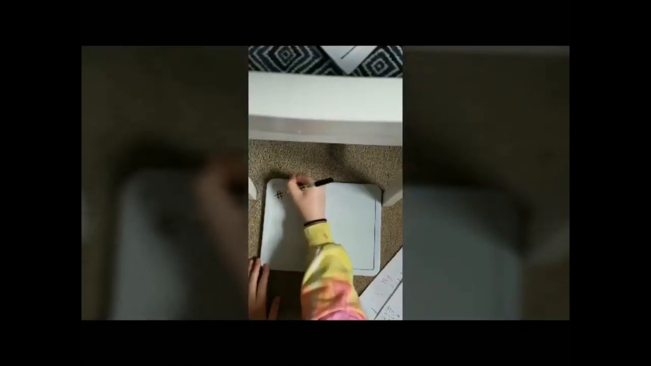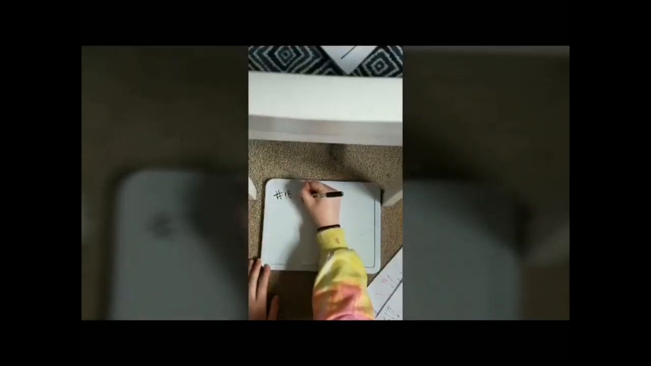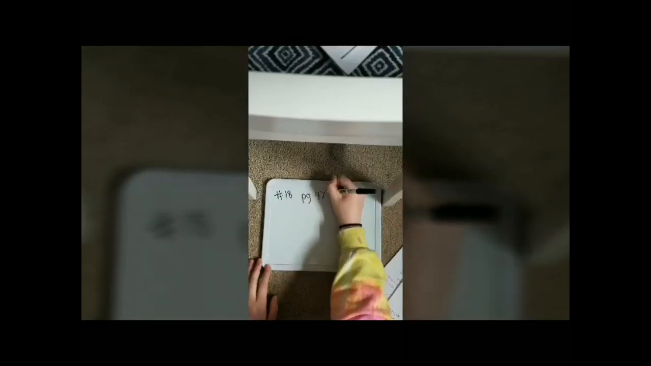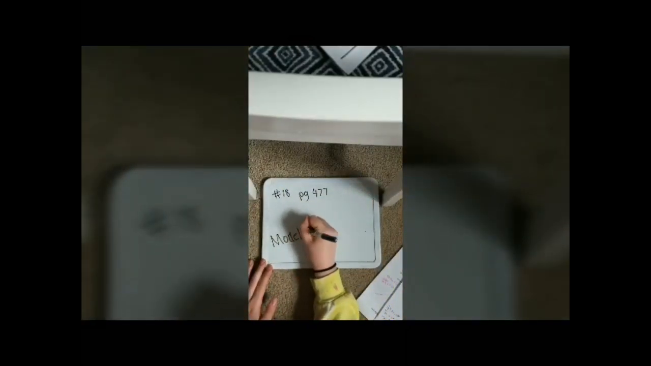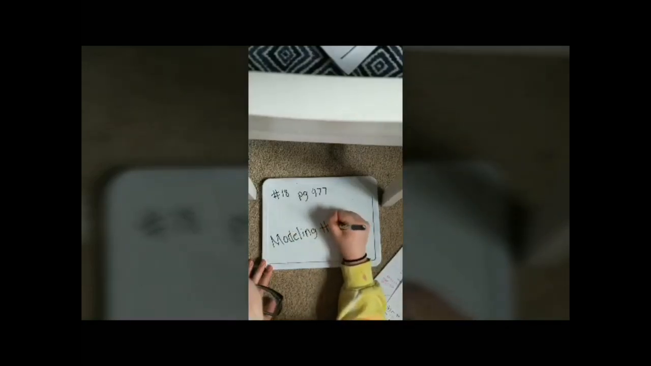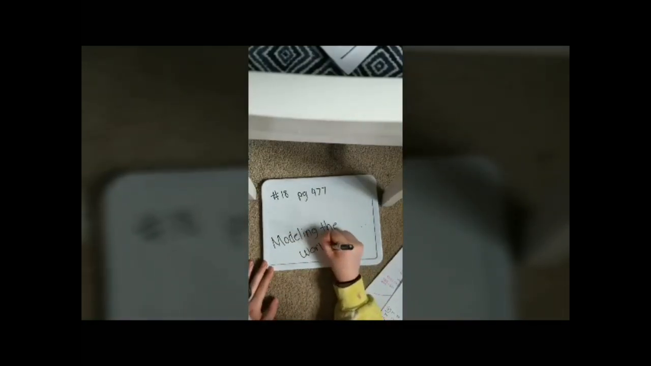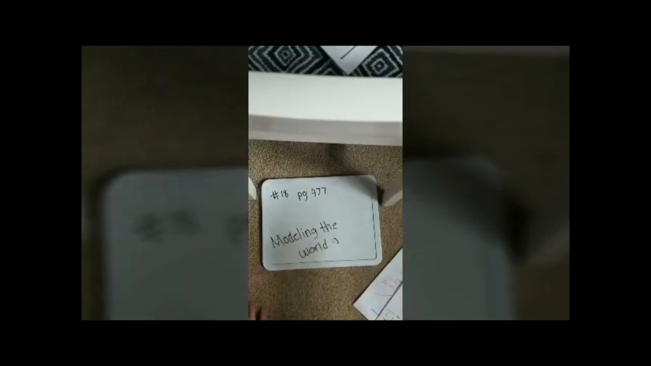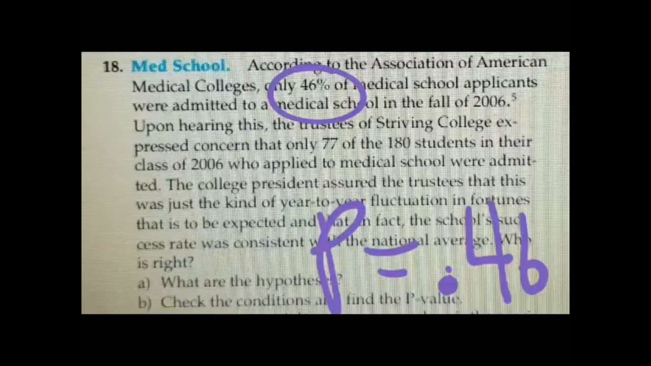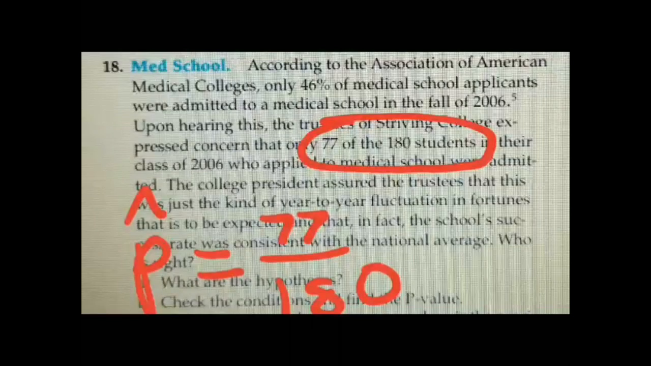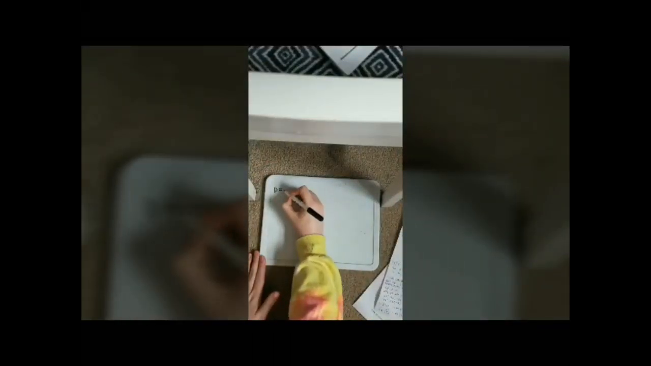So we will be starting with number 18 on page 447 in the Modeling the World textbook for AP Statistics. Just looking at the quick situation, we're going to look for two things. We're going to look for the p-score, which is the 46%, 0.46, and then we're going to look for the p-hat, which is 77 over 180. So now we're just going to write it all down.